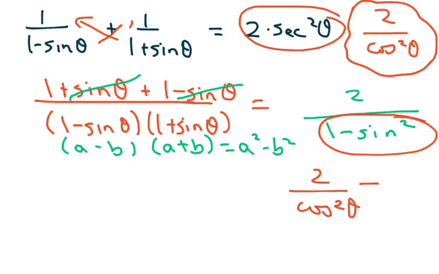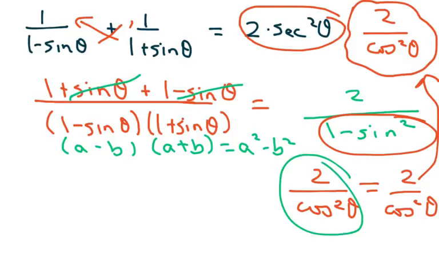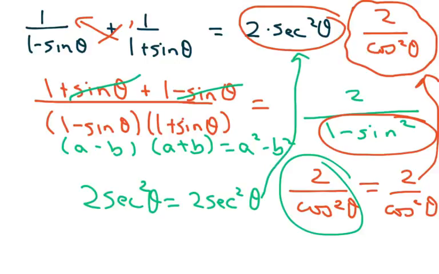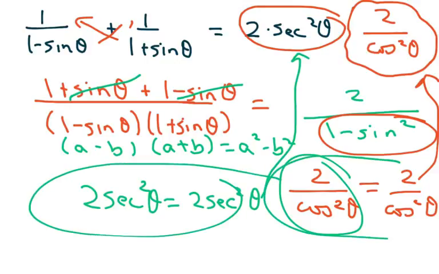Now, we can either write our answer like this and just match it up to this one, or I could go ahead and write that this equals 2 secant squared of theta and match it to this side, to this one here. So it matches there. Either way, both of these would be valid answers.